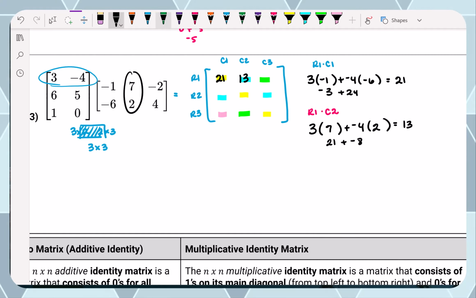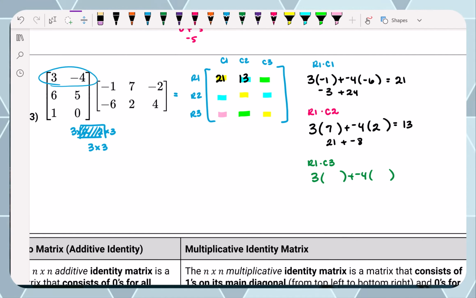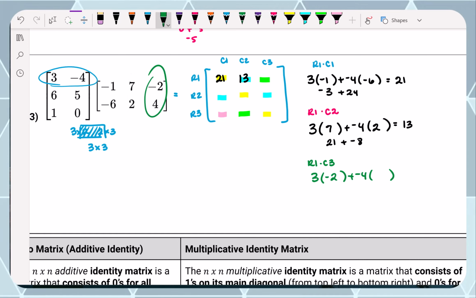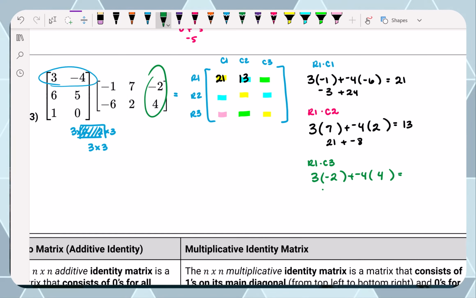Okay, and then the last bit over here, I'm going to use the same row and column 3. So 3, -4. But this time I'm going to use -2 and 4, which is going to give me a final total of -22.